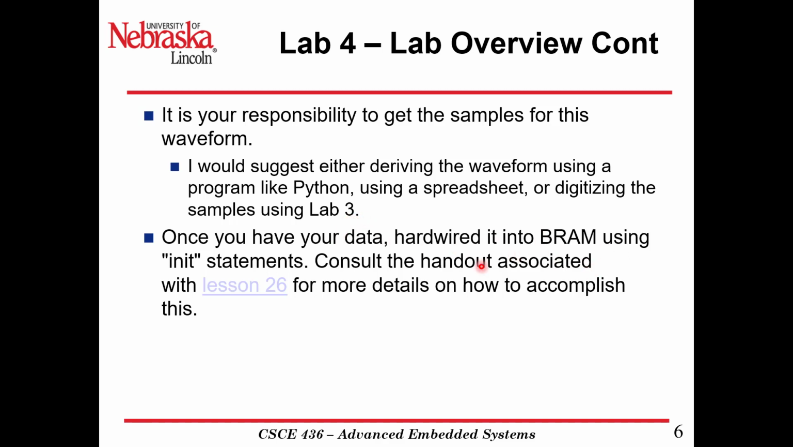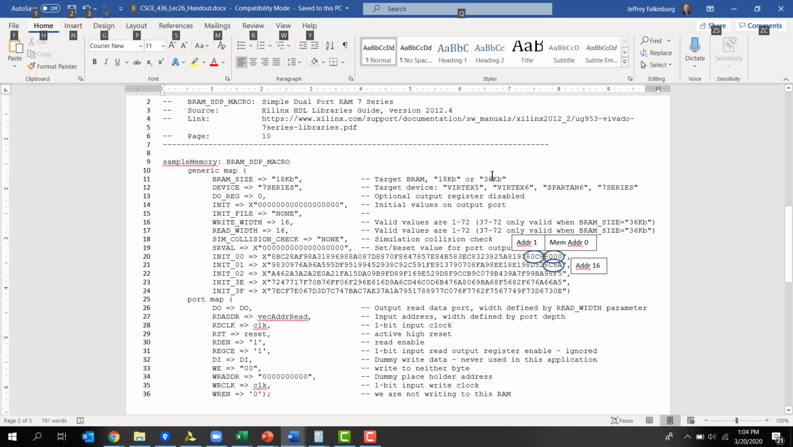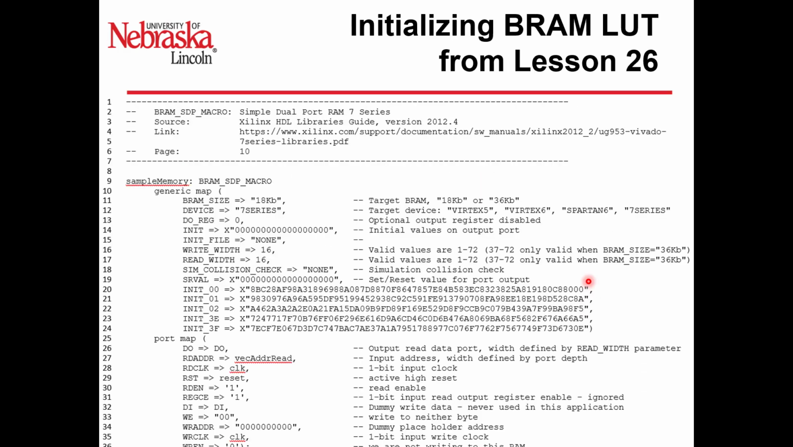All right, so once you have that data, then you're going to hardwire it into VRAM using the init statements, which I'll show you. You can get an example of that on the handout from lesson 26. This is the lesson handout. And again, here it is in the slides.